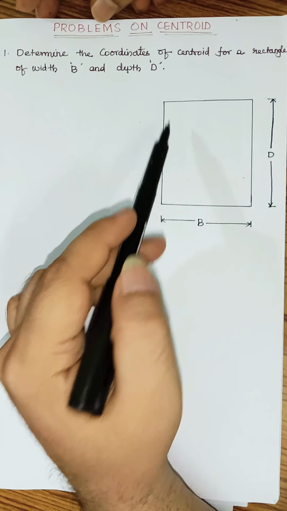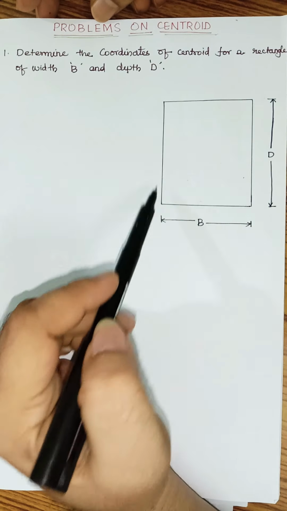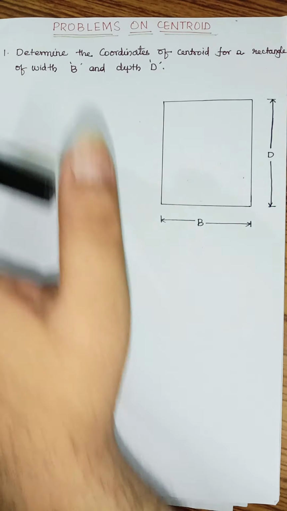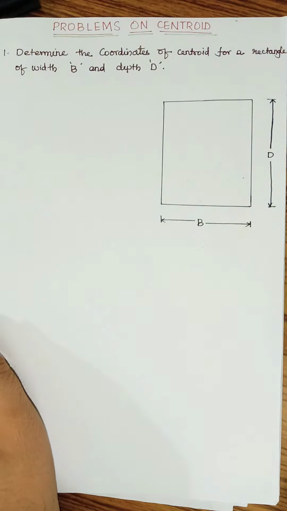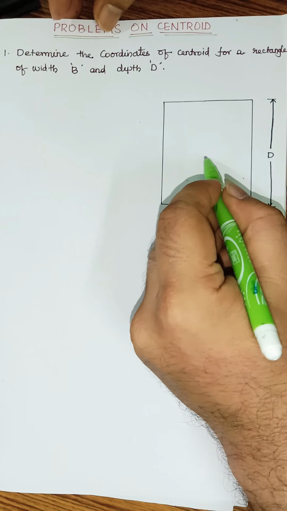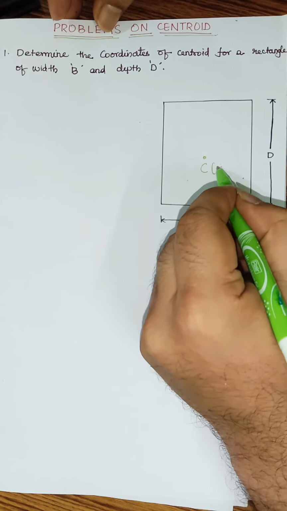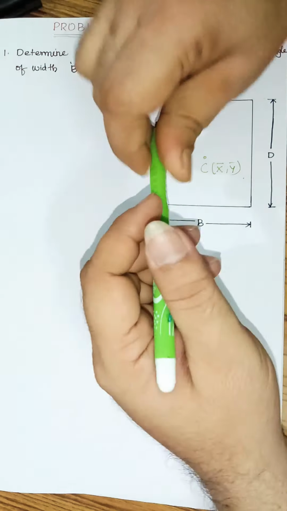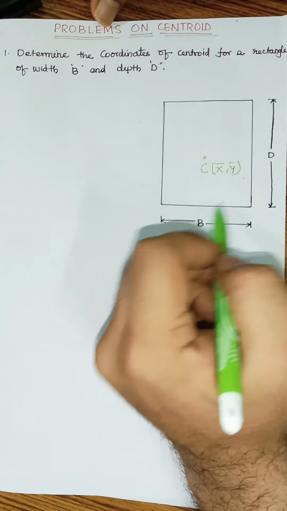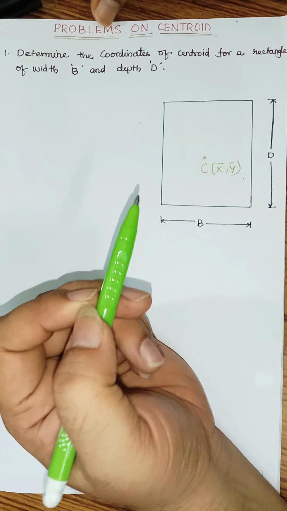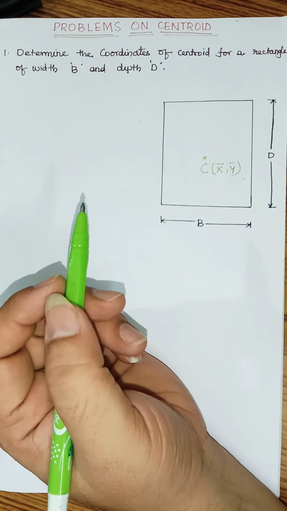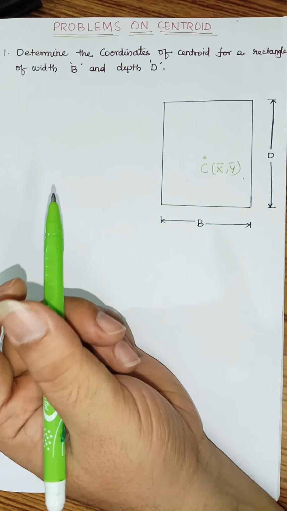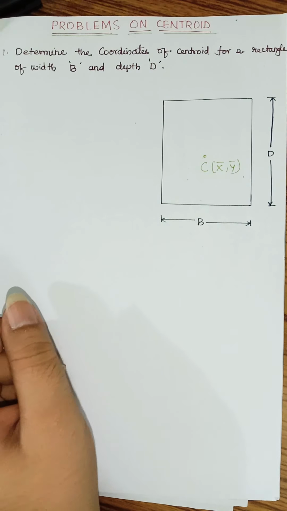For this purpose, I'm just considering a rectangle. This rectangle has a width of capital B and a depth capital D. For this rectangle, I'm assuming that there is a point whose coordinates are capital C, x bar and y bar. Now this x bar and y bar represent the centroid for the given rectangle, where x bar and y bar refer to the distances from the reference x-axis and reference y-axis. Now the question is where exactly the reference x-axis and y-axis are located.